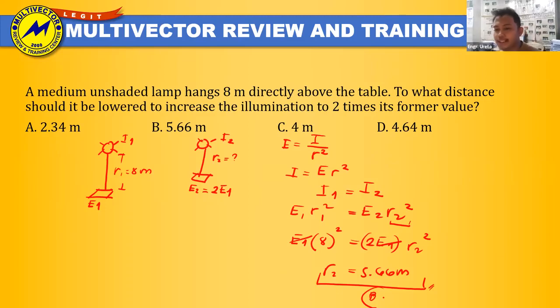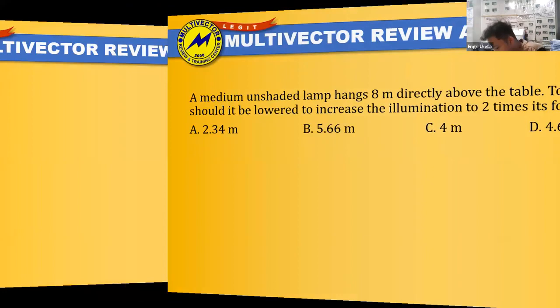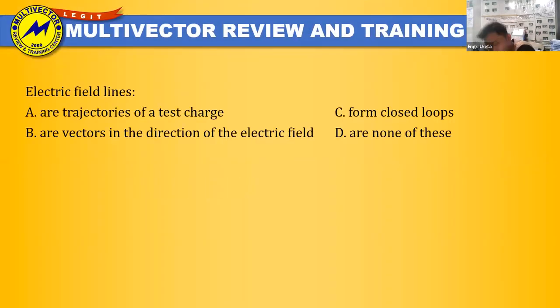Okay, next. So electric field lines are trajectories. Electric field lines is blank. So letter E, trajectories of test charge, vectors in the direction of the electric field, form closed loop. So A, B, and C are not the characteristic of electric field lines. Kaya ang tamang sagot dito is letter B, so none of this.